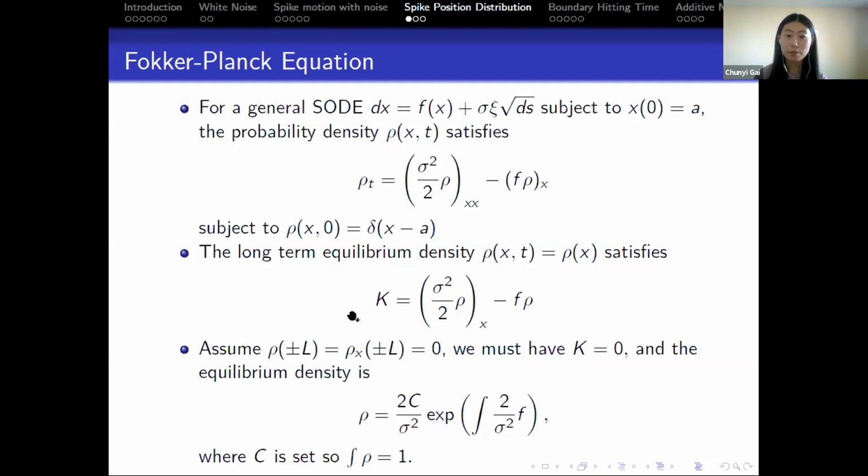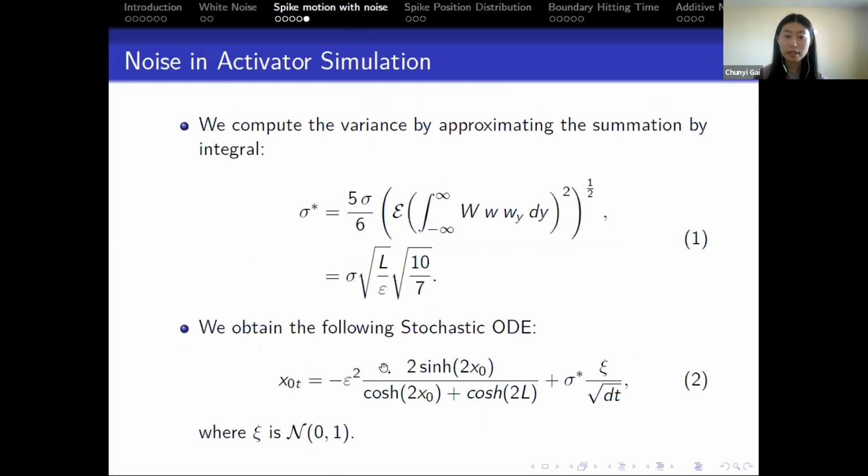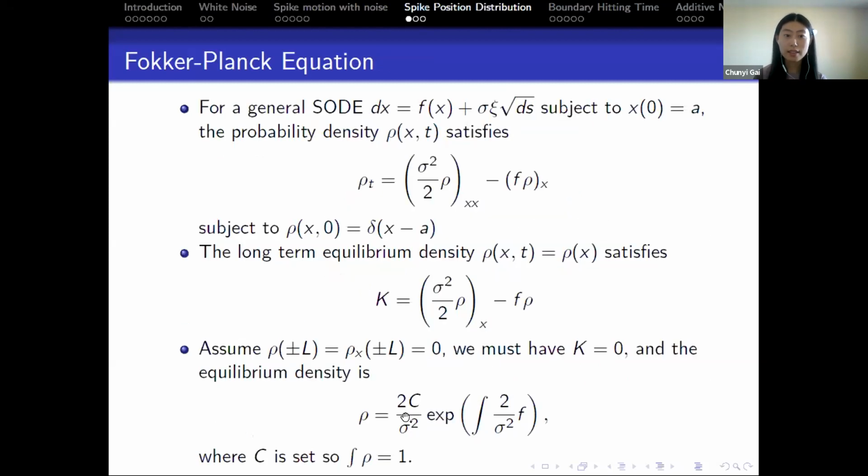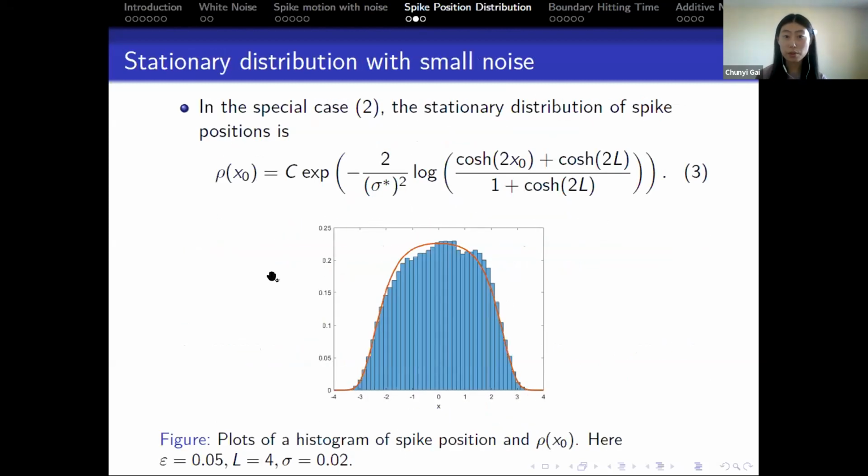Solving this equation, we finally get the density distribution is given by this function, where this capital C is such that the integral of rho equals 1. So that's the general case. For our problem, we just need to replace F and sigma by the terms in this equation. Basically, F is this deterministic part, and sigma is sigma star. Then we can get the corresponding stationary distribution, which is shown here.